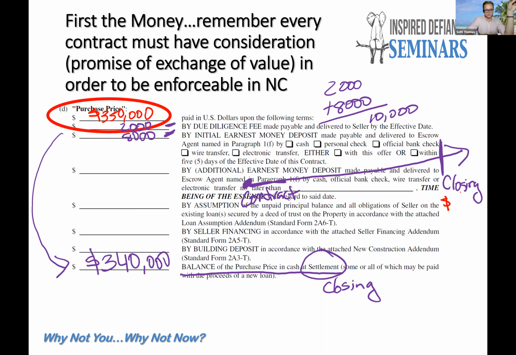Total 350. I'm not saying you owe 350 at closing. I'm saying by closing, you would have paid a total of what? $350,000. If you ride the train all the way, you pay all the money, and that's what that number is. Is everybody with me on that? Mm-hmm.